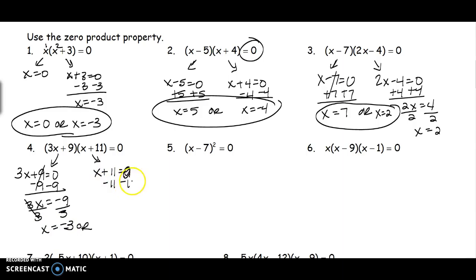Or here we just subtract 11. And once we do that, x is alone. So x is negative 11.